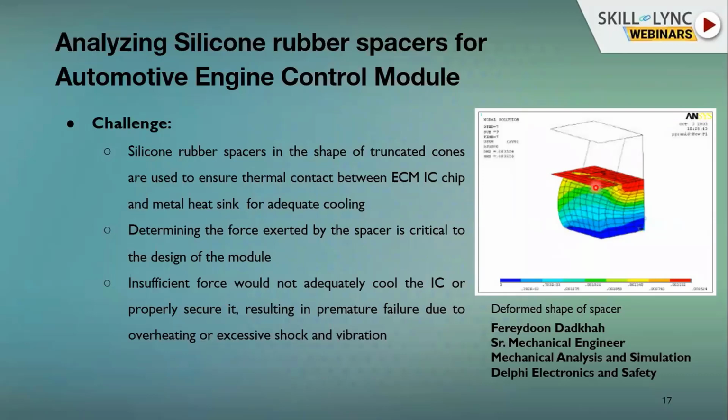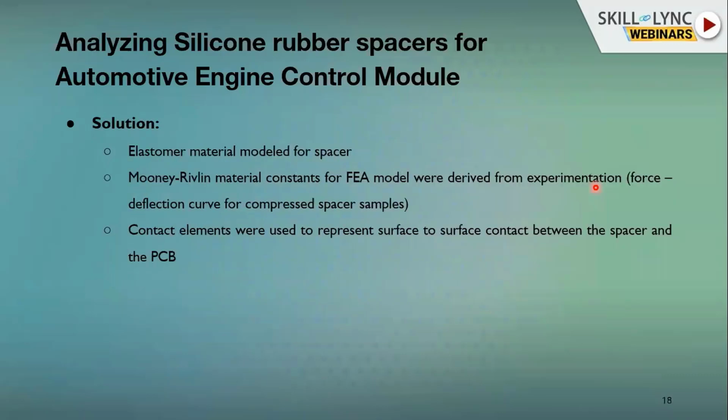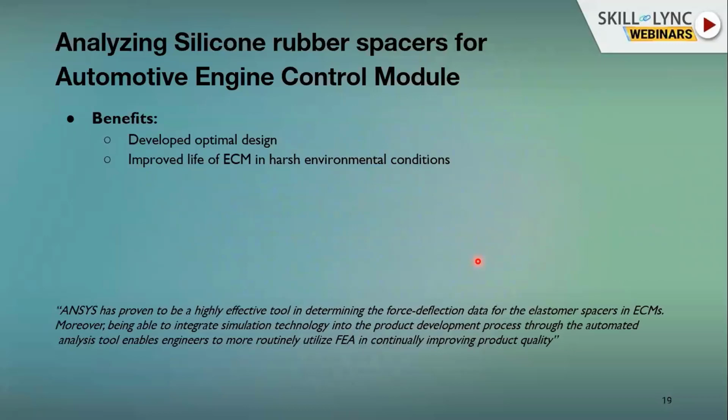So they used ANSYS with that compound, and the solution is they used elastomer material. As I had shown you in the summary, they had chosen the Mooney-Rivlin model. They've also used contact elements because they have to represent the surface-to-surface contact between the spacer and the PCB. The benefits are they were able to develop the optimal design, and they were able to improve the life of the ECM in harsh environmental conditions.